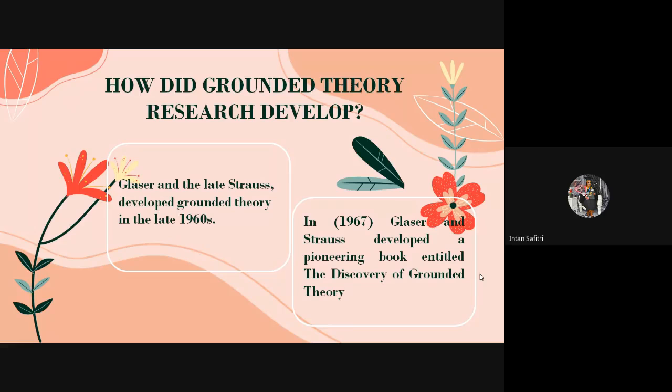In 1967, Glaser and Strauss developed a pioneering book that expounded in detail on their grounded theory procedures, entitled The Discovery of Grounded Theory. This book laid the foundation for the major ideas of grounded theory used today, and it became a procedural guide for numerous dissertations and research reports. Next, please.